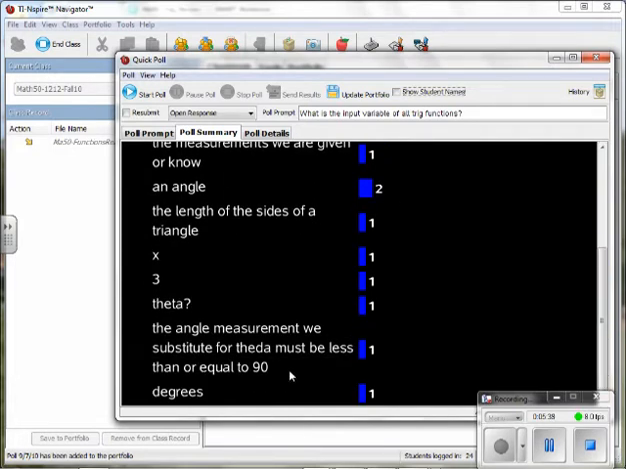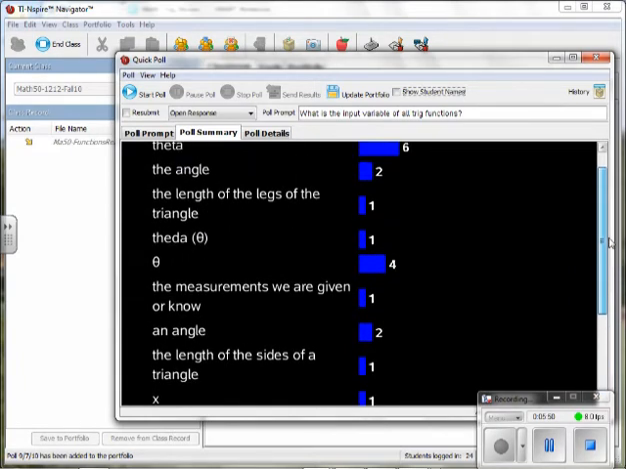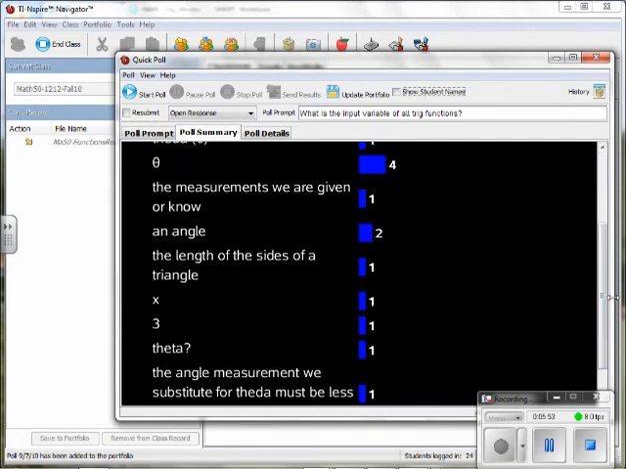The measurement we substitute for theta must be less than or equal to 90. Ooh, you were so close. 90 what? Someone said degrees. You're half there. Now, when I say I want the sine of 27, 27 what? Degrees. If I say I want the sine of pi divided by 6, pi divided by 6 what? Radians.